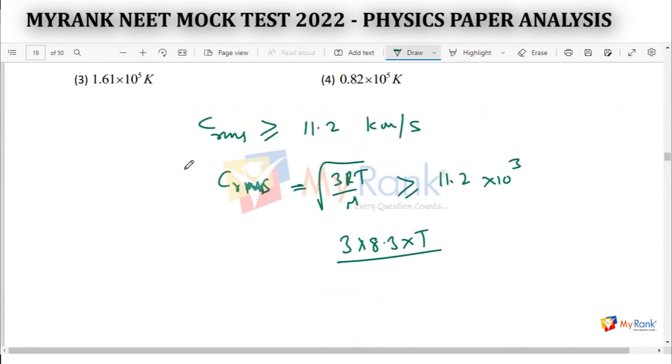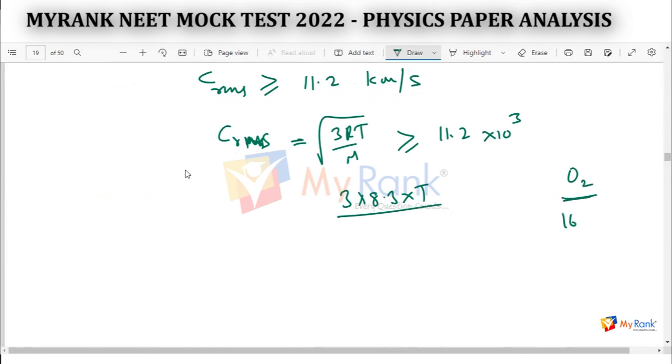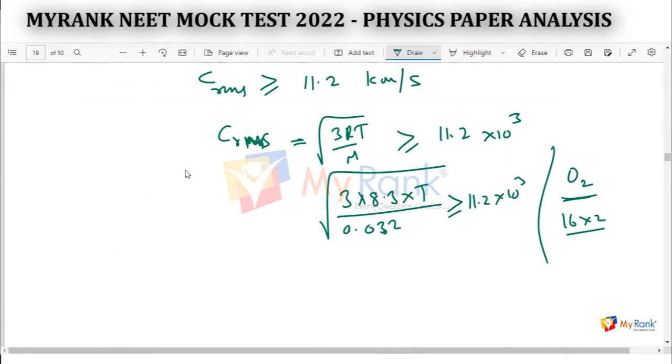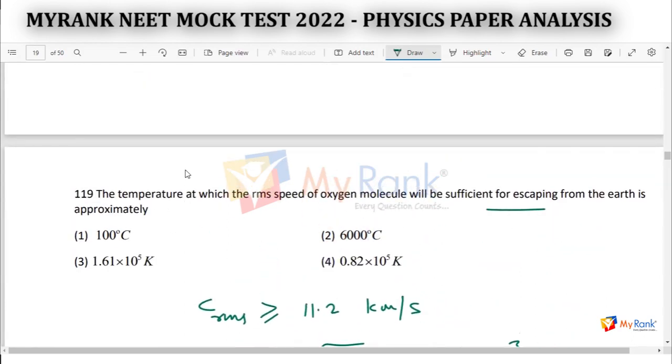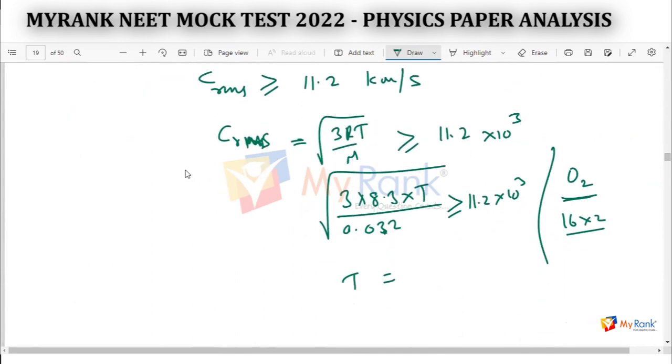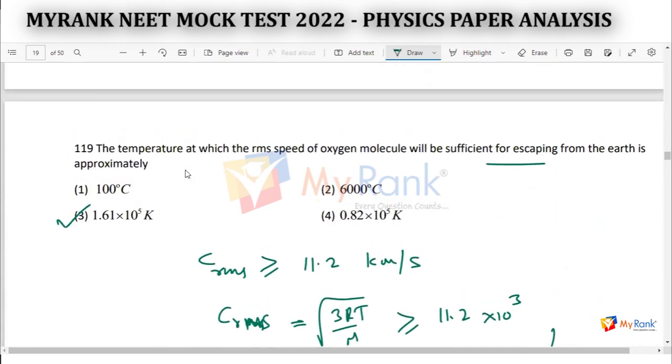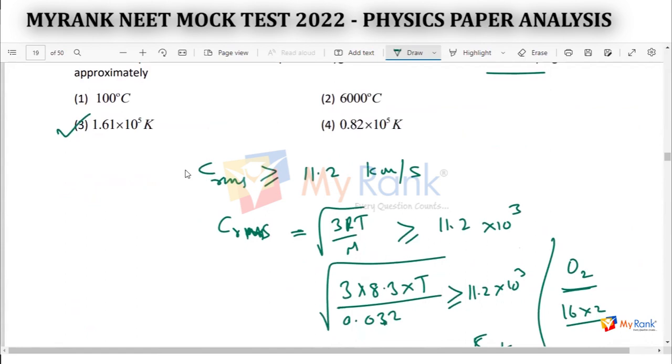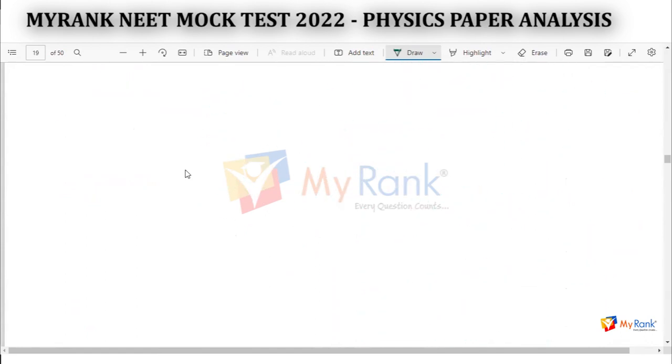Molecular weight of which gas? Oxygen, O2. O2 means 16 into 2, 32. So 32 molecular weight. In kilograms, if I write this much, it is under square root. It's greater than or equal to 11.2 into 10 power 3. So solving for this T, we'll get our answer, right? Like this, 1.61 into 10 power 5 Kelvin, students. So the third is the correct answer, right? It's basically from formula only, a formula based question. Next question.